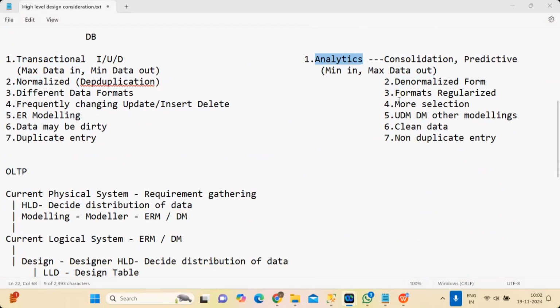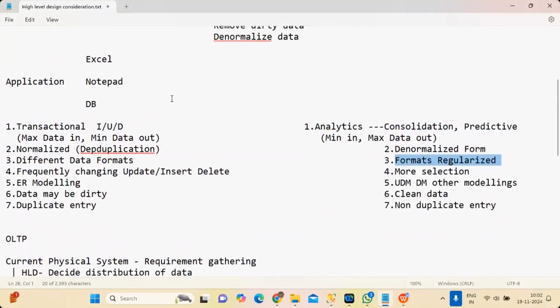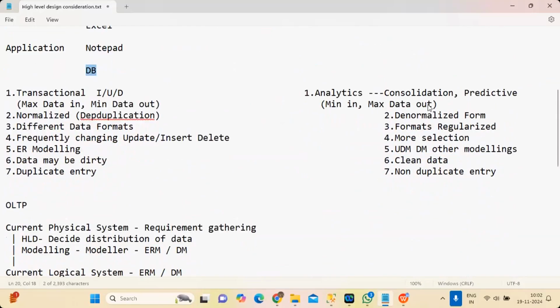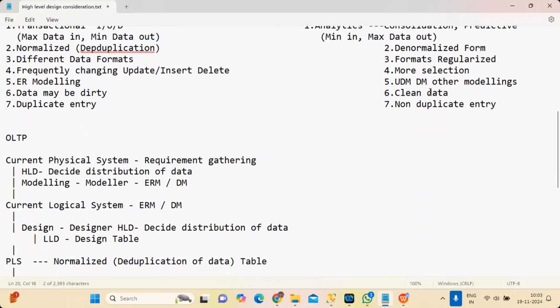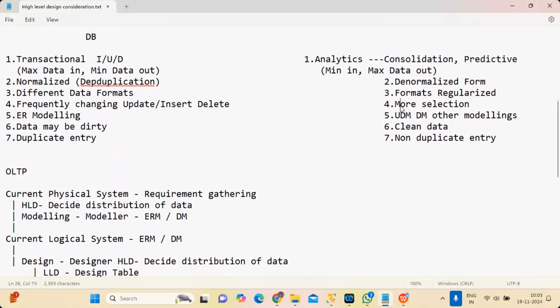So therefore, you can have different formats. A denormalized form is there. Here, the format is regularized. In the transactional database it is possible that in one branch I have Excel, in another branch I have Notepad, in another branch I use a database. But in OLAP, all of them are in one standard format. It can be either a database or a notepad. It depends on what you want. Then analytics is interested more in selection, whereas the transactional system is more interested in changing the data.